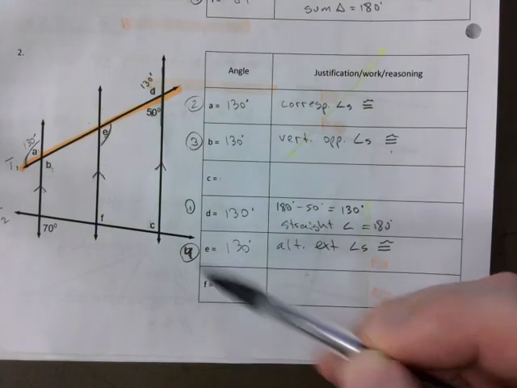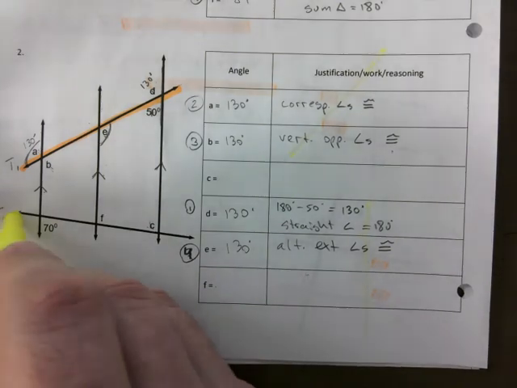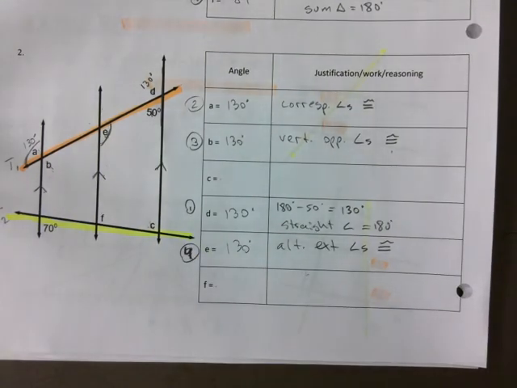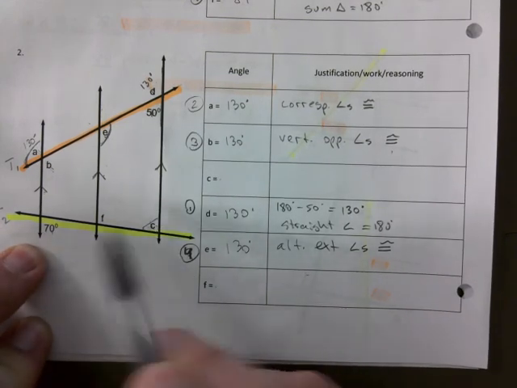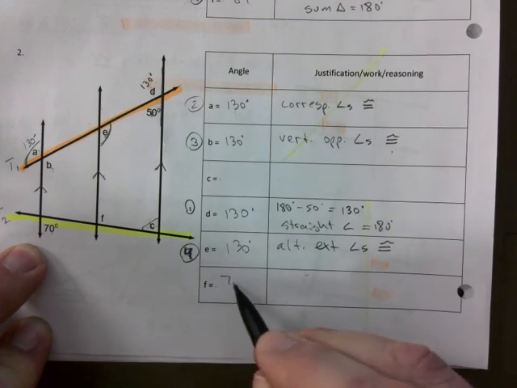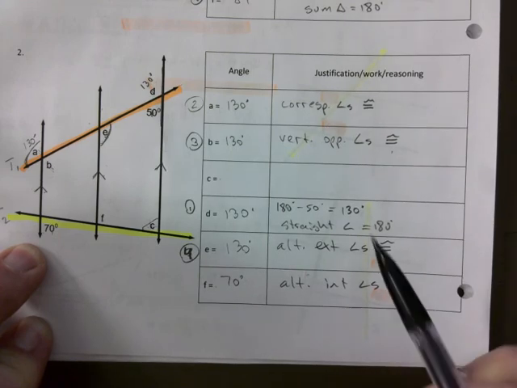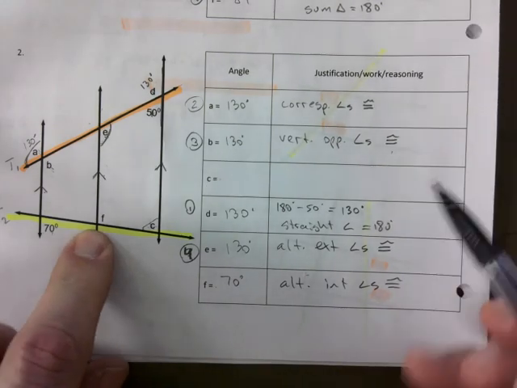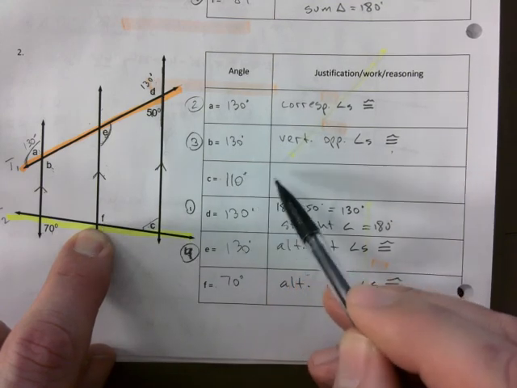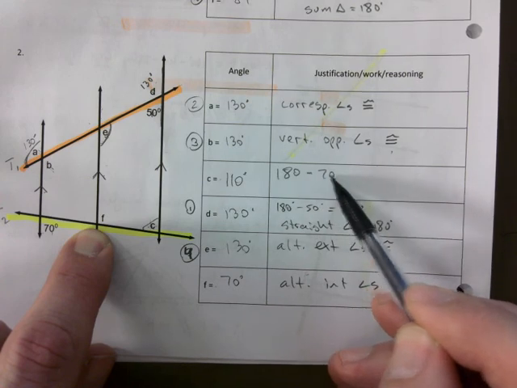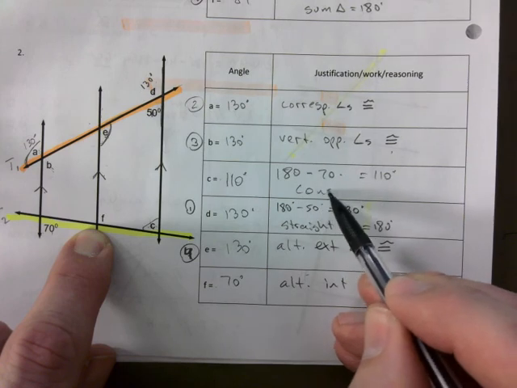And now for C and F, they're on this transversal. Now I'm going to focus on this one before the bell goes, before you're rushing home, okay? What are 70 and C here? If I just focus on these 2, they're alternate interior. And F is going to be 110, because I go 180 minus 70, that's 110 degrees. And that would be consecutive interior.